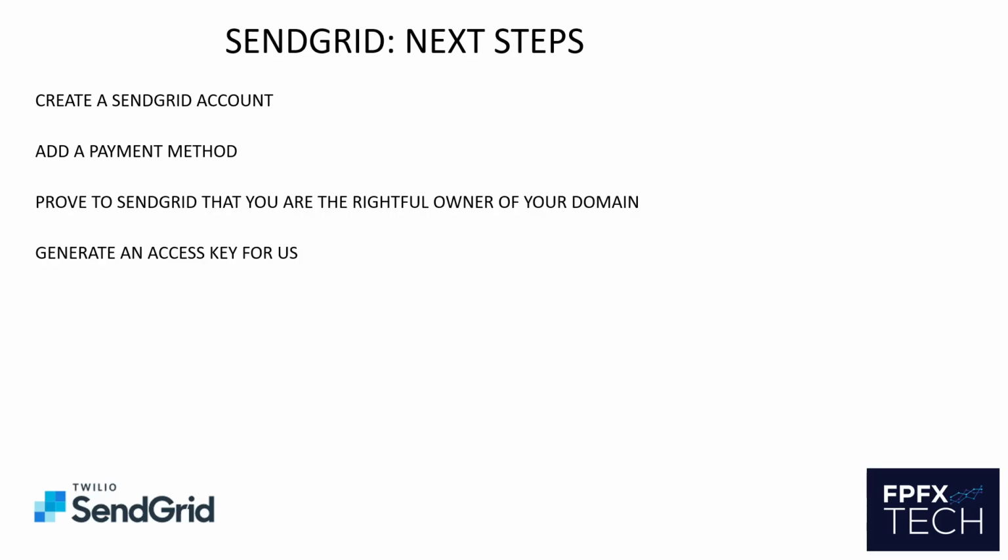Once you've done all that, you then generate an access key. You provide us with that, which is basically a long piece of text. We add that into our software platform, and instantly we can start sending out emails from your domain. And as we said before, if at any point you wish, you simply go into SendGrid and revoke that access key, and we'll then not be able to send emails that appear to come from you.